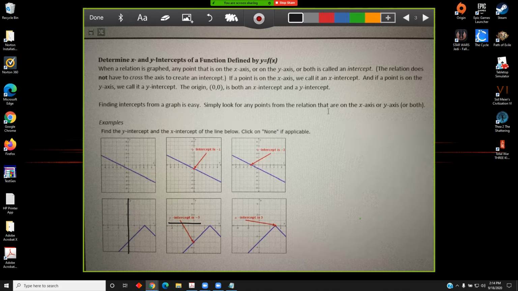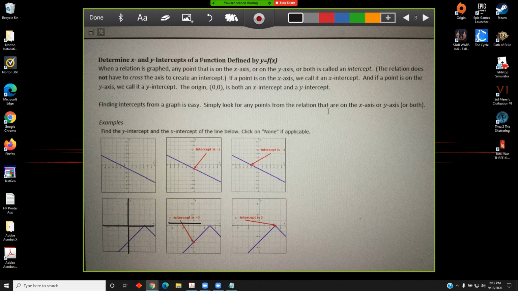How about the x-axis? Where does our blue relation intersect the x-axis? Well, it does so right here. And therefore, we find that the x-intercept is -3.